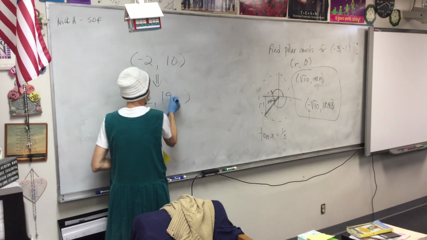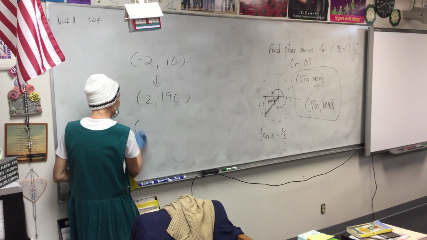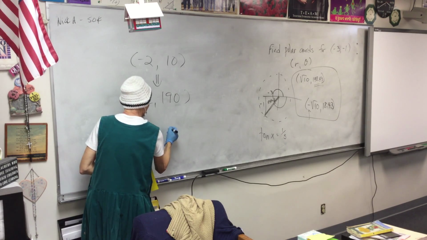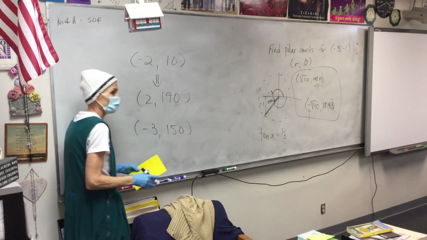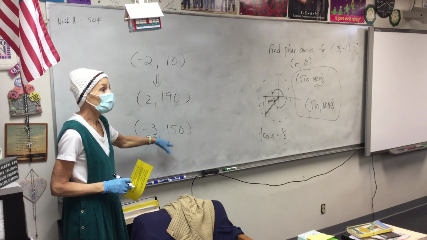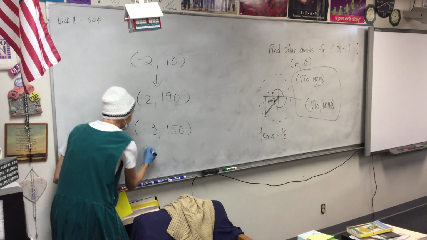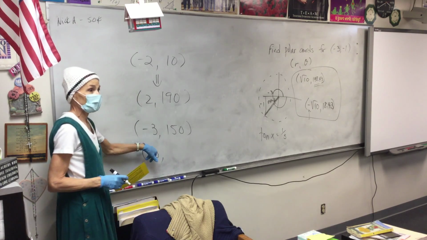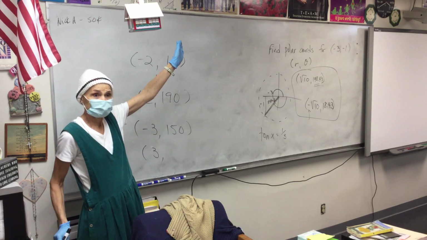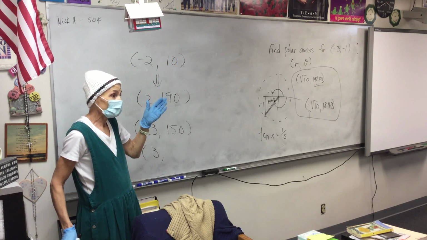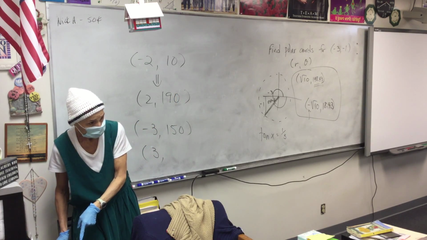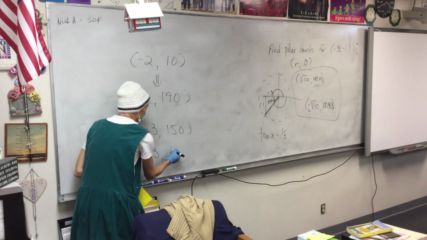190. Let's try another one. If you were working along and you found negative 3, 150, and you had to plot that, you would know, because of that negative, that it's on the circle with a radius of 3, but it's actually opposite 150. So wherever 150 is, go directly opposite, and where would that be?